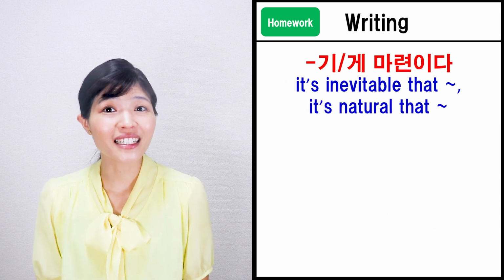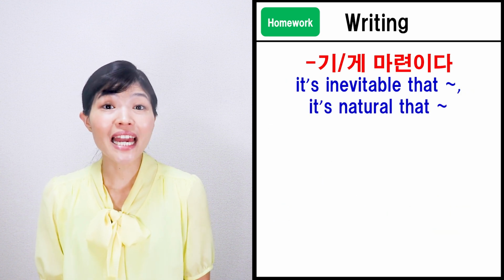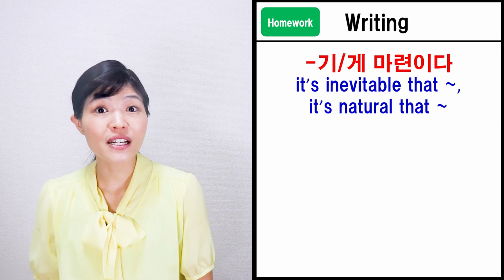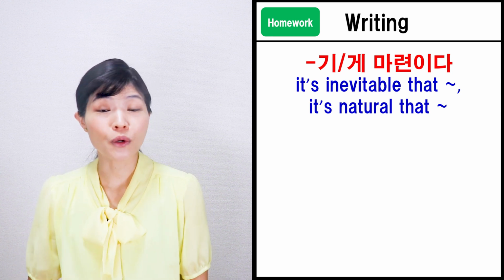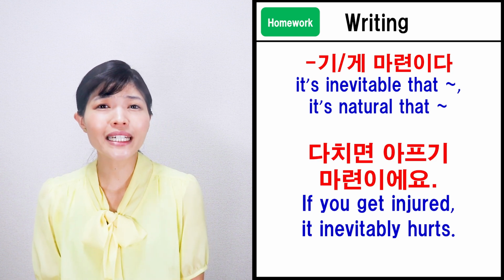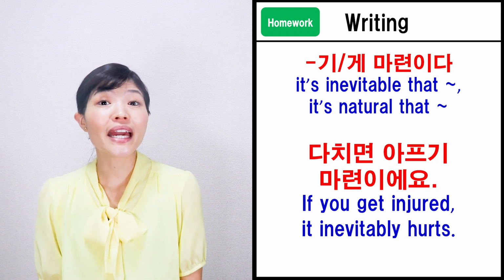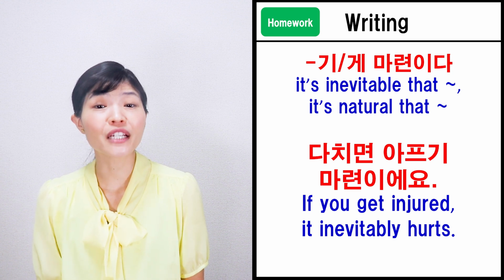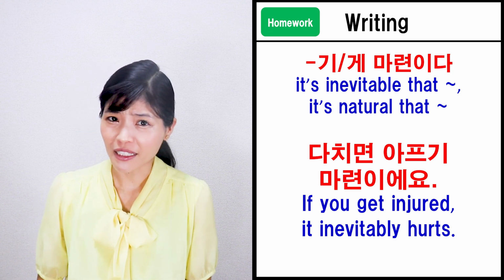For the second sentence, please use 기 마련이다. It's inevitable that. It's natural that. For example, 다치면 아프기 마련이에요. If you get injured, it inevitably hurts. It is so obvious, right?